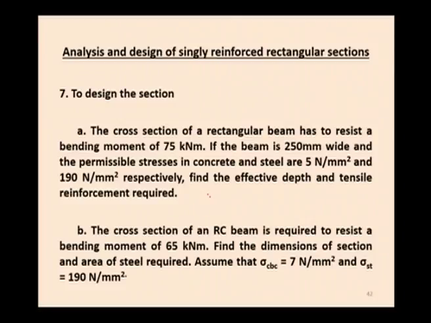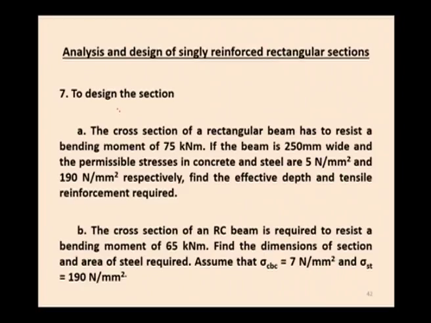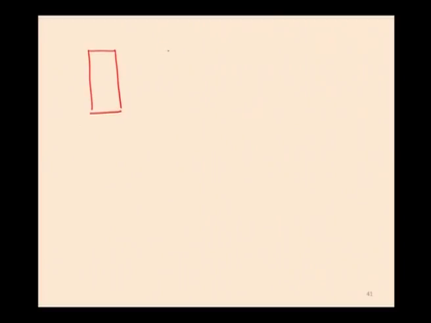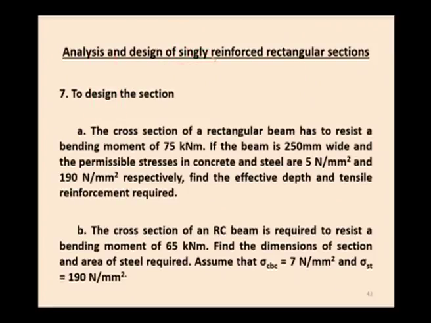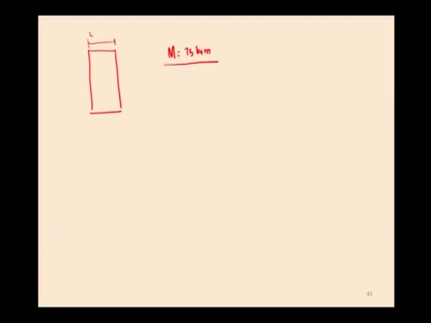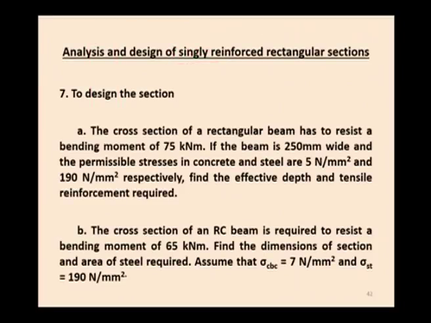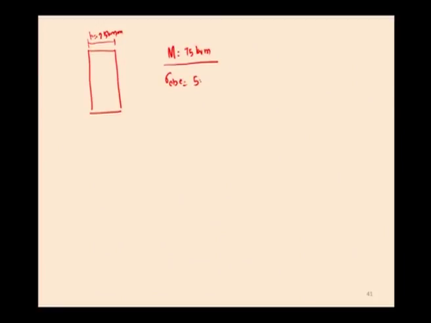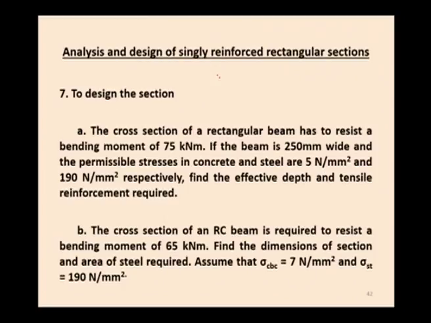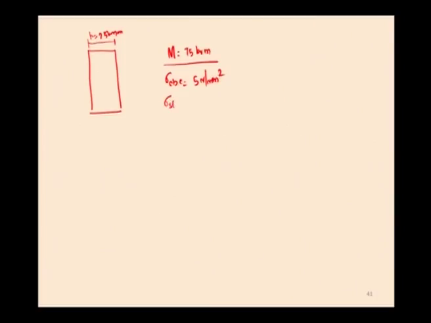They ask us to find the effective depth of the beam as well as the reinforcement required for it. Now, let us start designing. This is the rectangular beam they have asked us to design. Here the cross section of the beam has to resist the bending moment M equal to 75 kilonewton meter, and the breadth of the beam B is equal to 250 mm, and the permissible stresses in the concrete sigma CBC equal to 5 Newton per millimeter square, and sigma ST is equal to 190 Newton per millimeter square. They ask us to find the effective depth of the beam and the area of steel.